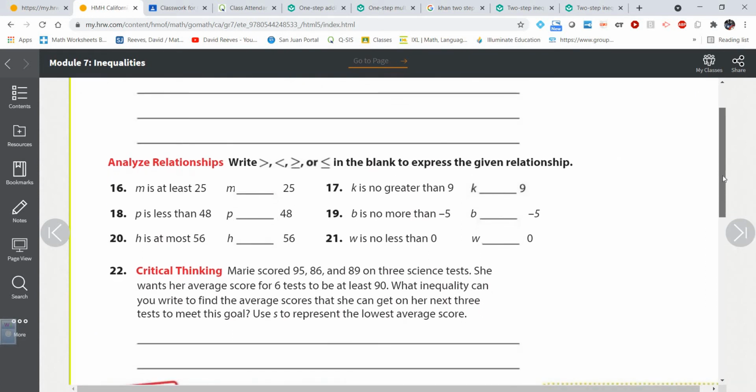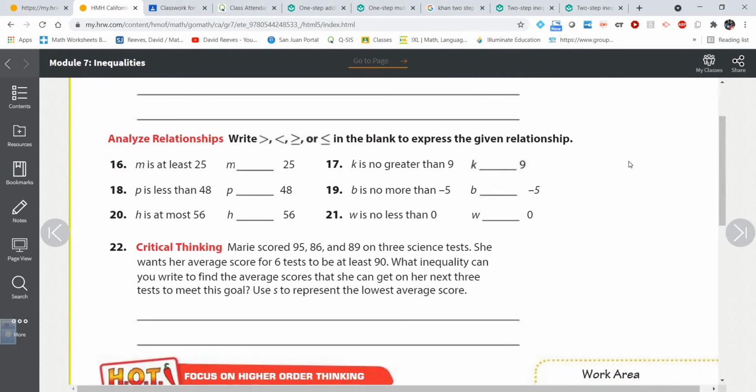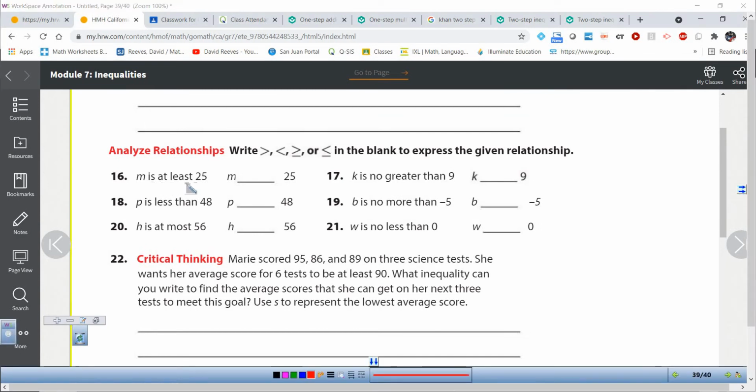We're going to start by looking at some different phrases because when you are writing or solving problems involving two-step inequalities, you got to learn to look for words and the meaning of them in terms of greater than, less than, greater than or equal to, or less than or equal to. All right, so here we go. So M is at least 25. So if you have at least 25, what does that mean? You have 25 or more, right? So that would be greater than or equal to.